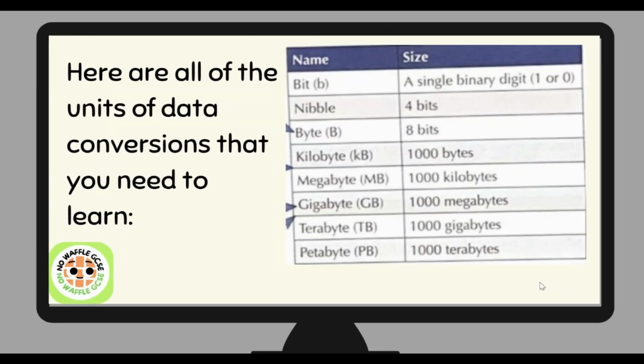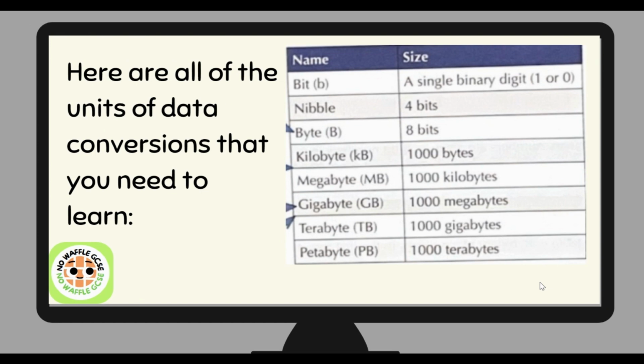Here are all of the units of data conversions that you need to learn. So as we said, the bit is the smallest value. It could be a 1 or a 0, a single binary digit. Then you have what's called a nibble. Now a nibble is 4 bits together. A byte is 8 bits together, so a byte is made of 2 nibbles and 8 bits.